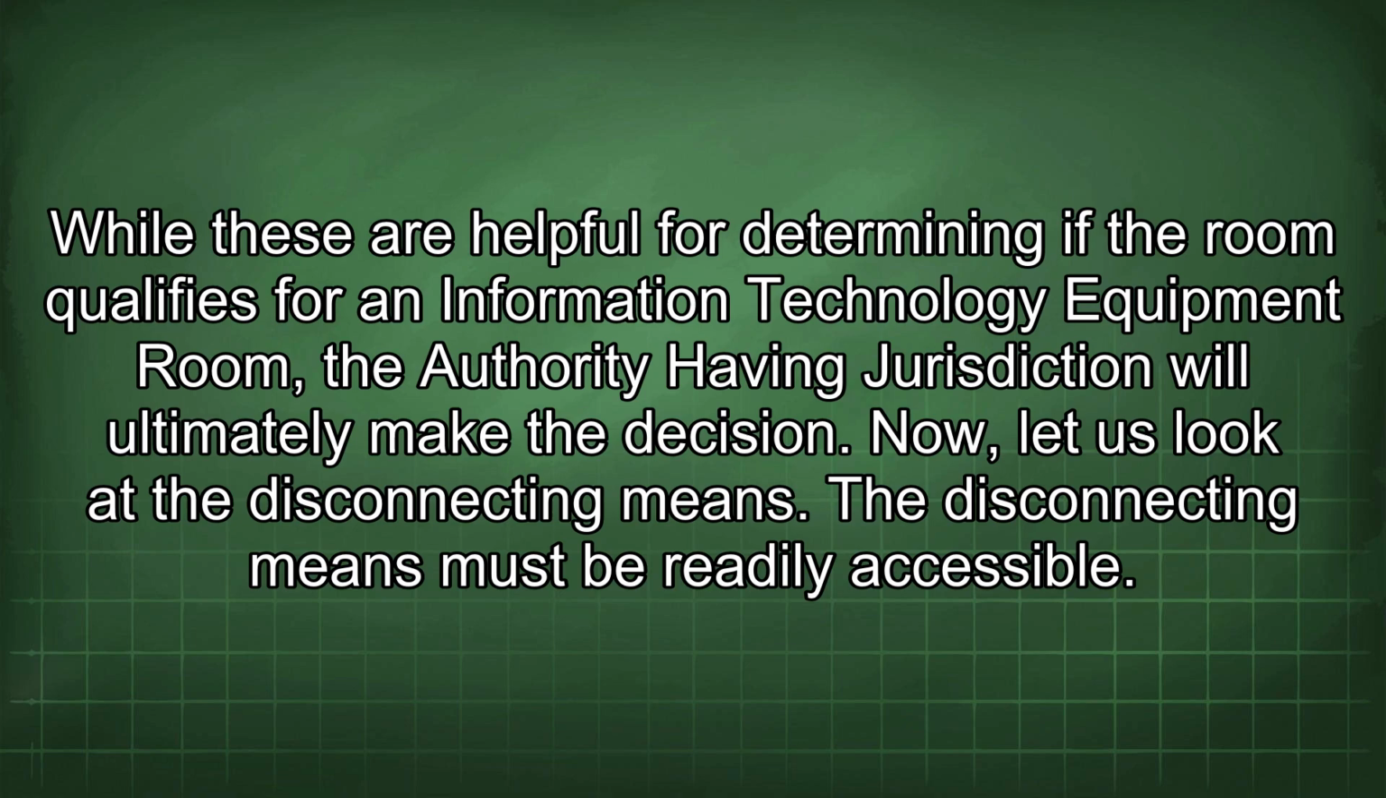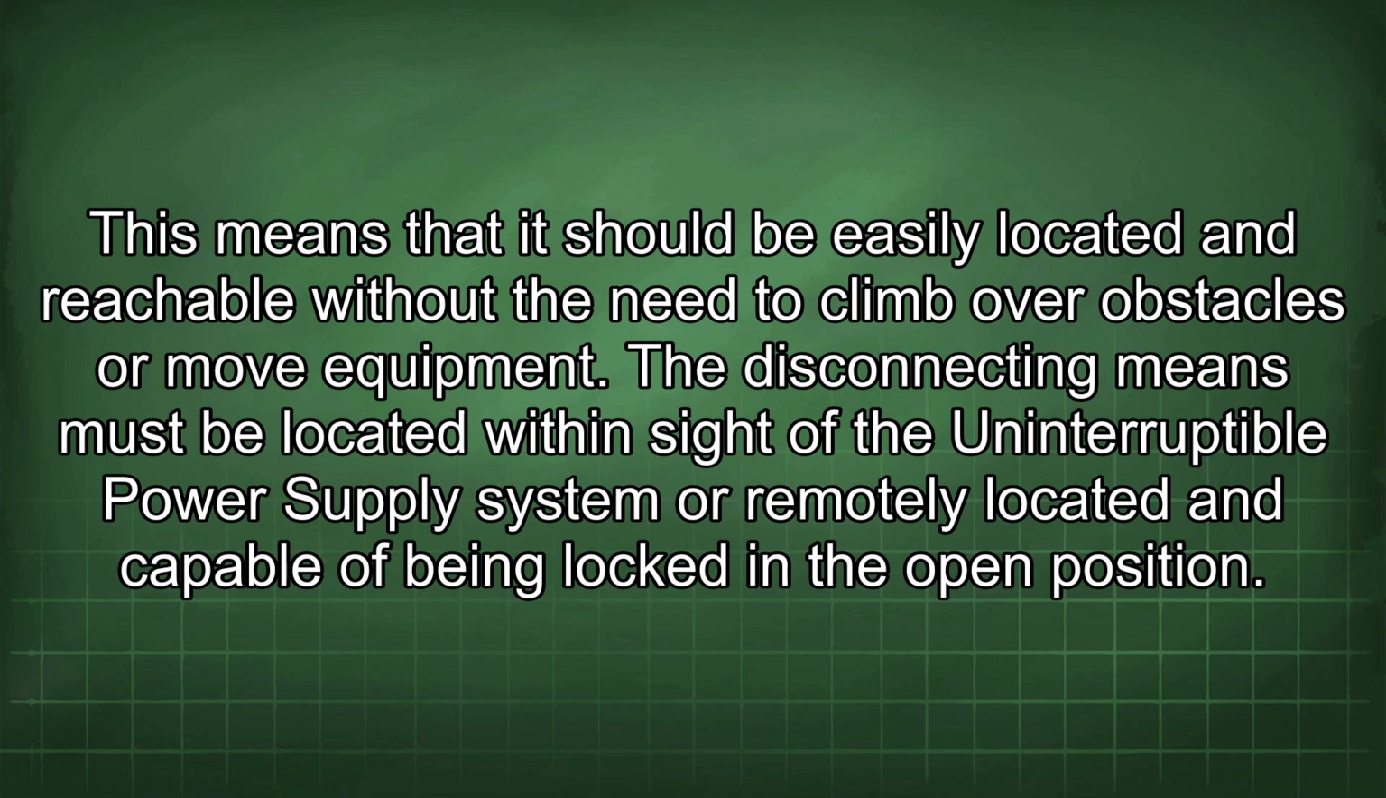The disconnecting means must be readily accessible. This means that it should be easily located and reachable without the need to climb over obstacles or move equipment. The disconnecting means must be located within sight of the uninterruptible power supply system or remotely located and capable of being locked in the open position.